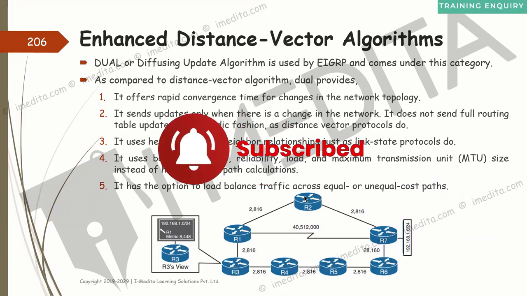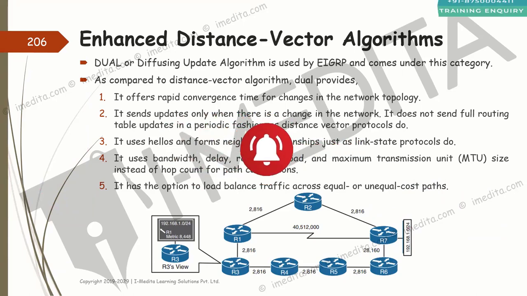So EIGRP, Enhanced IGRP, is again a protocol that has properties of both distance vector and link state. It has more properties of the distance vector, fewer properties of the link state. That's why we don't call it enhanced link state. We call it an enhanced distance vector routing protocol. Sometimes we also call this a hybrid protocol. Enhanced distance vector, advanced distance vector, or hybrid protocol, people call this. Any doubts so far, let me know.